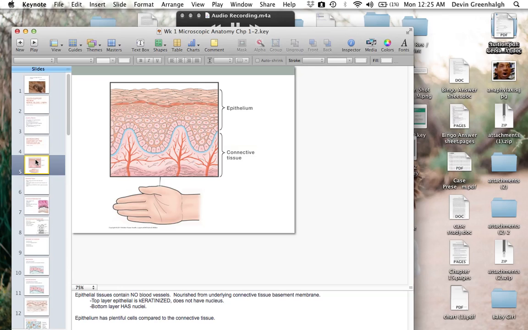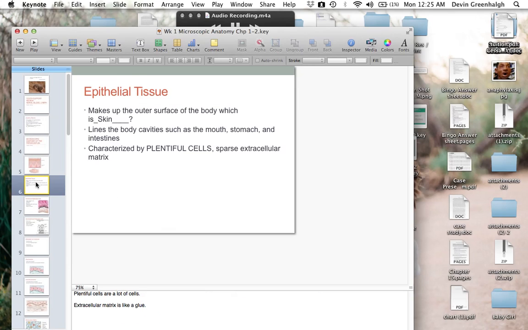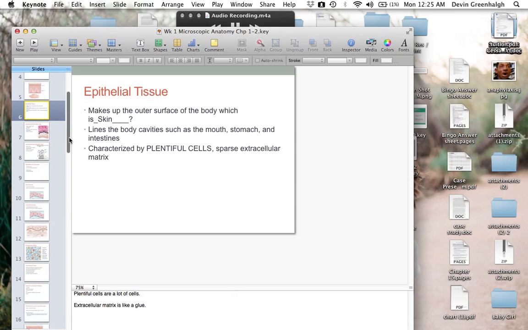Epithelial tissue makes up the outer surface of the body, which is our skin, mouth, stomach, and intestines. And we know it's characterized by plentiful cells and sparse extracellular matrix. So, if you look at our jello, our fruit suspended in our jello, epithelial tissue has a lot of fruit and a little bit of jello.